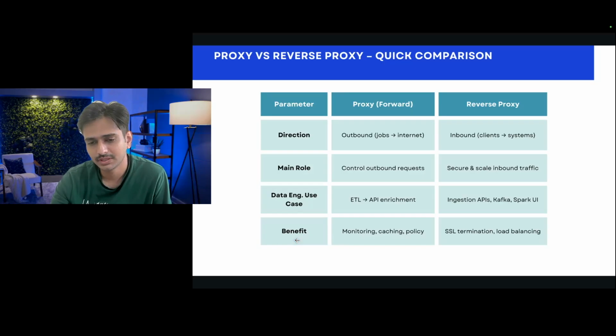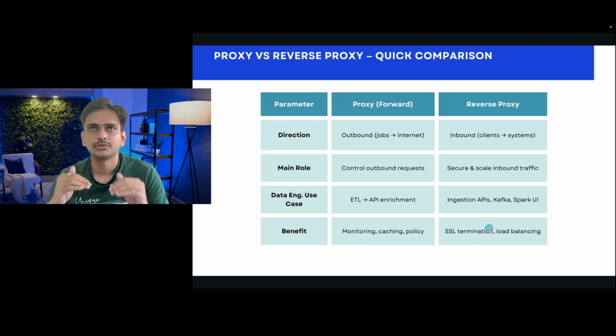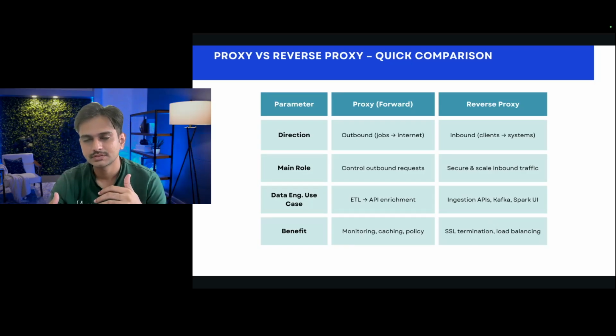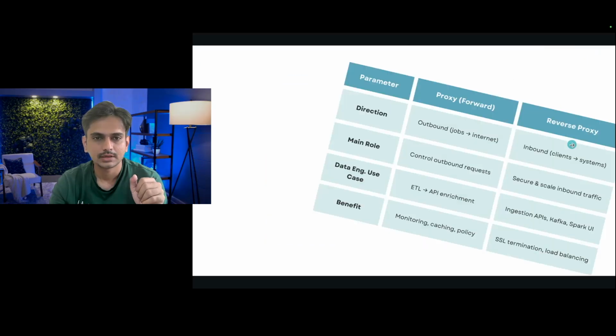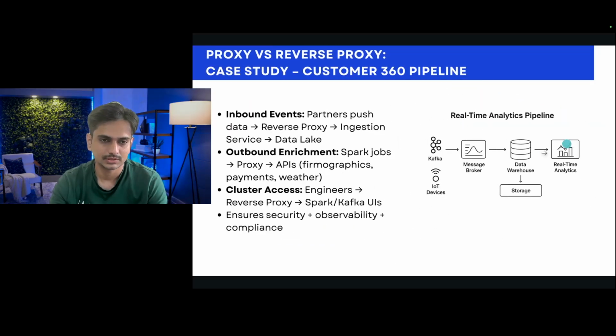And if you talk about the key benefits, proxies are basically used for monitoring, caching, and having compliance-related policies. And a reverse proxy will be used for SSL termination, load balancing, etc. Because you're bringing the data in, you need to have that load balancing enabled. Okay. If you go into the technicality of this, the story is different, but what we are explaining here is purely from the data engineering point of view. So yeah, this is the difference, and let's start with the case study in this slide.